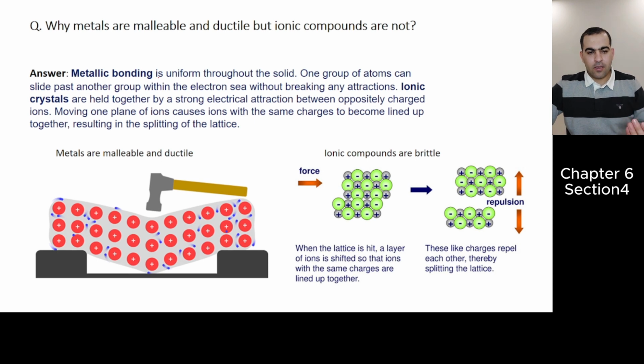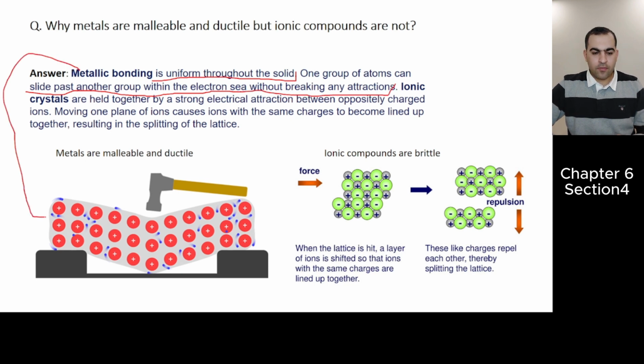Metallic bonding is uniform throughout the solid metal, and one group of atoms can slide past another group in the electron sea without breaking any attraction. Look, in metals, one group of atoms can slide past another without any bonds breaking, because they have malleability and ductility properties. So the bond between the electron sea and metals does not break.